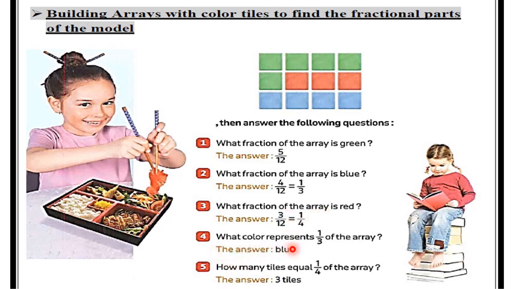What color represents 1 over 3 of the array? The answer, as we said, blue. How many tiles equal 1 over 4 of the array? So look here, 3 tiles.